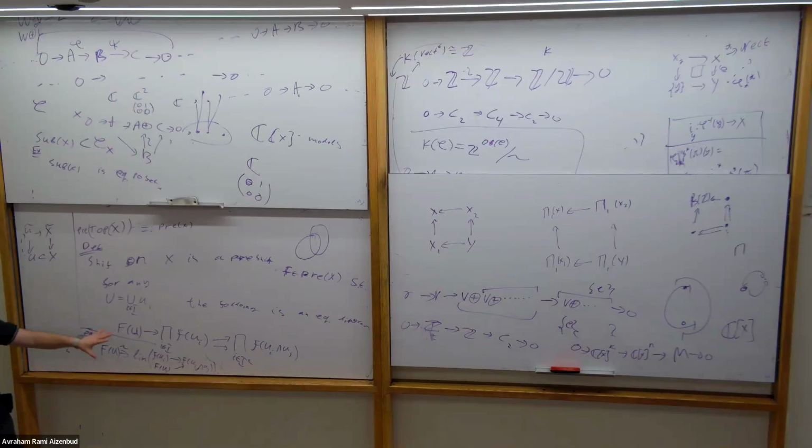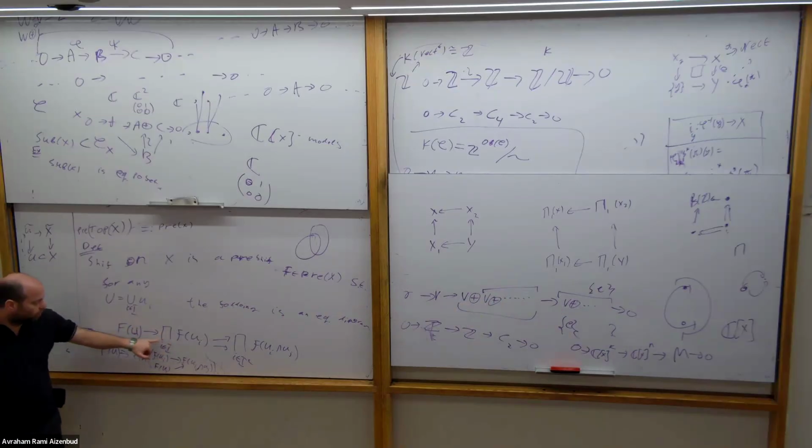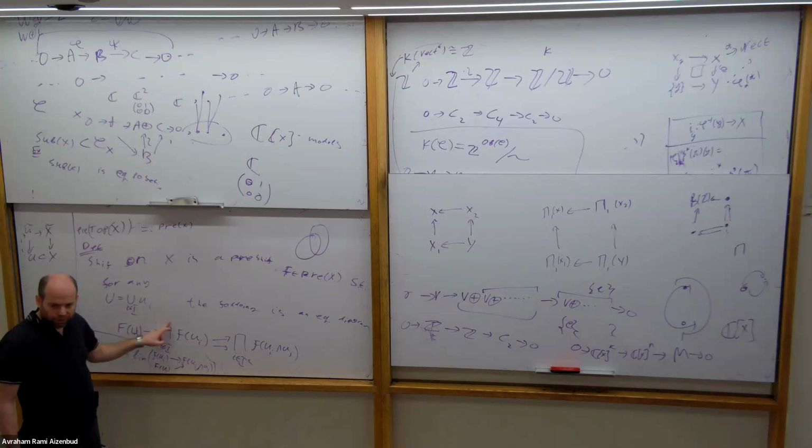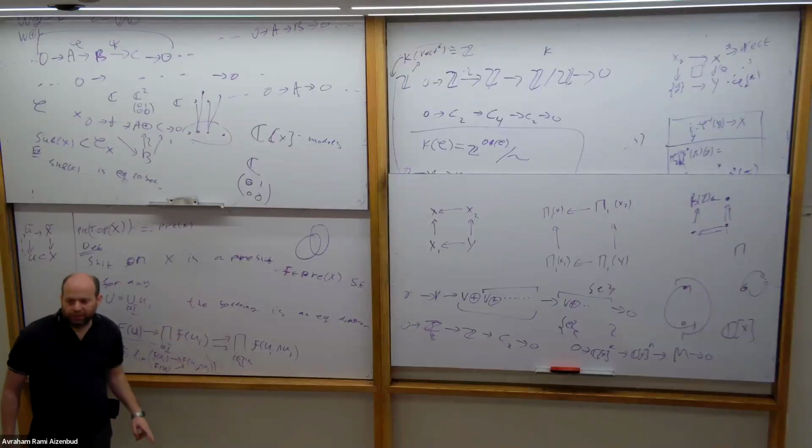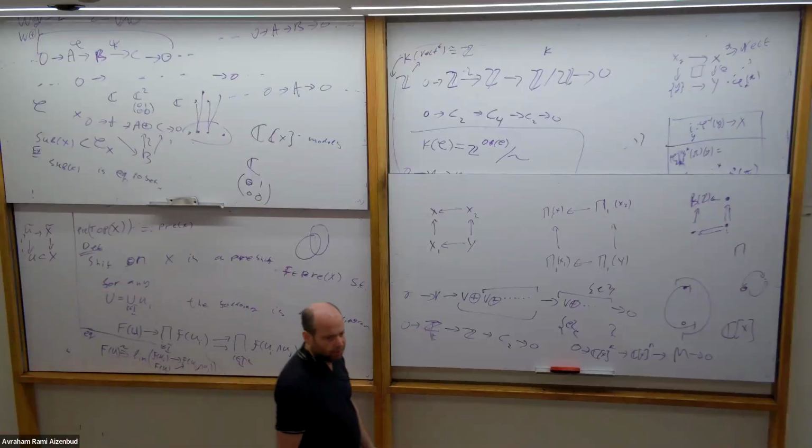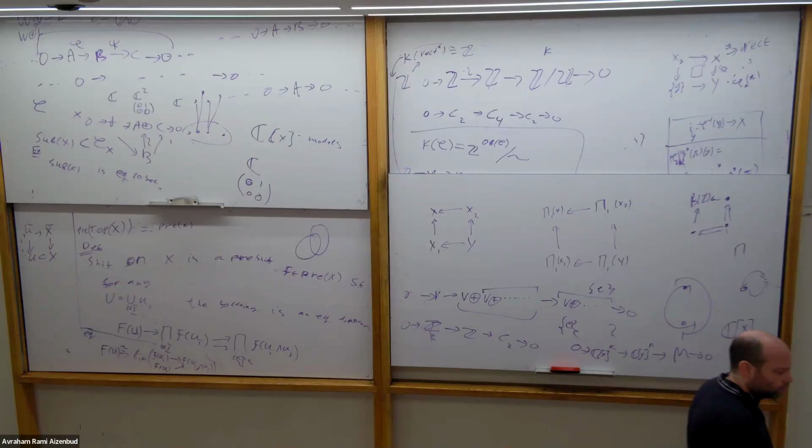Sometimes the sheaf condition is divided into two pieces. The first part, the one-to-one part, is the first sheaf condition, and the second part, that the image of this map is exactly the equalizer, is the second sheaf condition. And presheaves that satisfy only the first sheaf condition are sometimes called separated presheaves. I think this is what it's called.